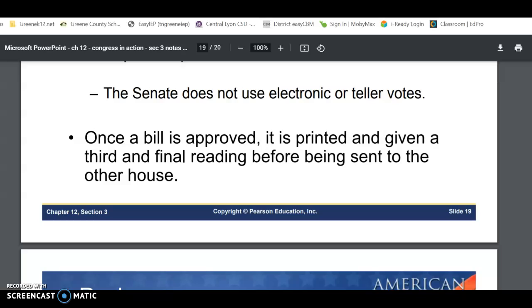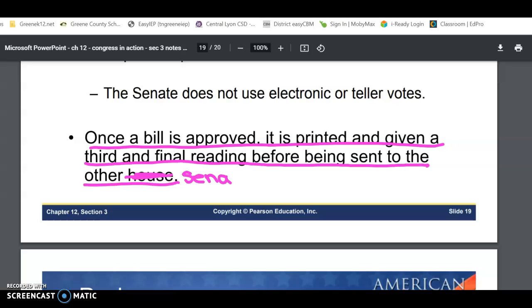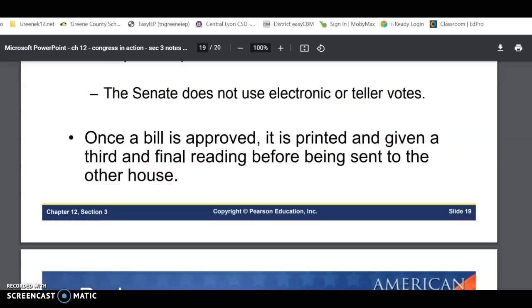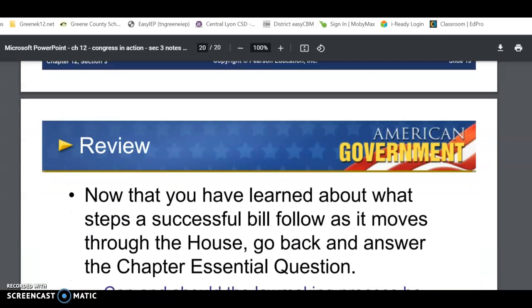So once the bill has been approved, it is printed and given a third and final reading before being sent to the other House, which in this case, since we're talking about voting in the House, is the Senate. Once it's approved in the House, it's then sent to the Senate for the Senate's recommendations.